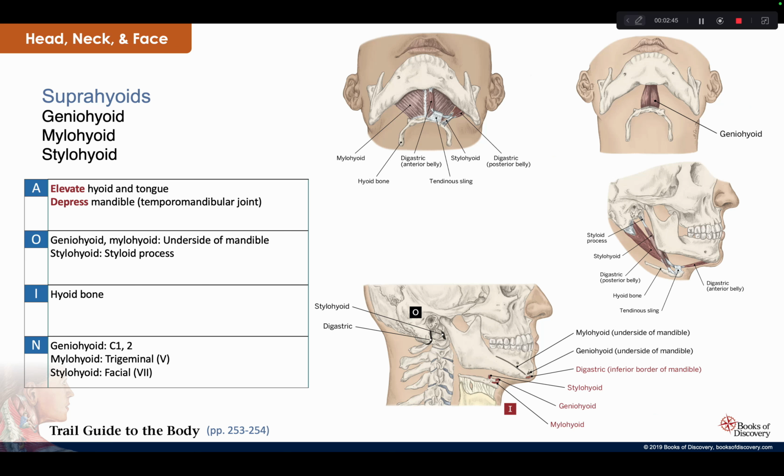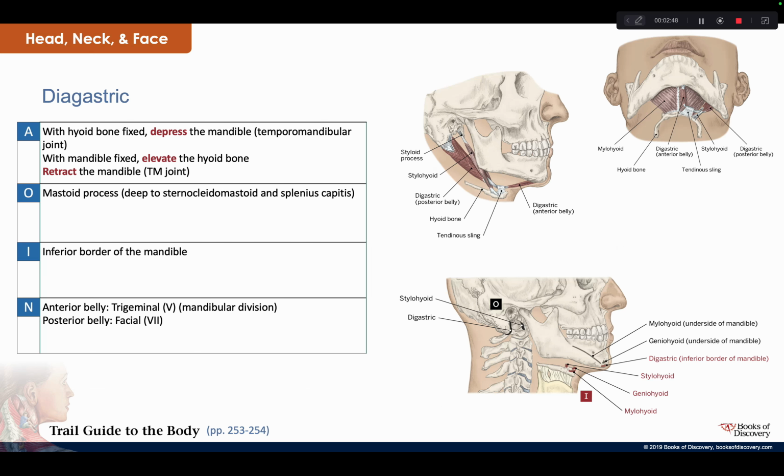All right, so this one, suprahyoids. Here's the digastric bone, or muscle. When the hyoid bone's fixed, it depresses the mandible. So that would be like where the temporomandibular joint is, TMJ. Now, when the mandible is fixed, it elevates the hyoid bone. It also helps to retract the mandible a little bit. So, digastric right in here. You can see how it would retract that mandible, bring it back if it were in a shortened position.